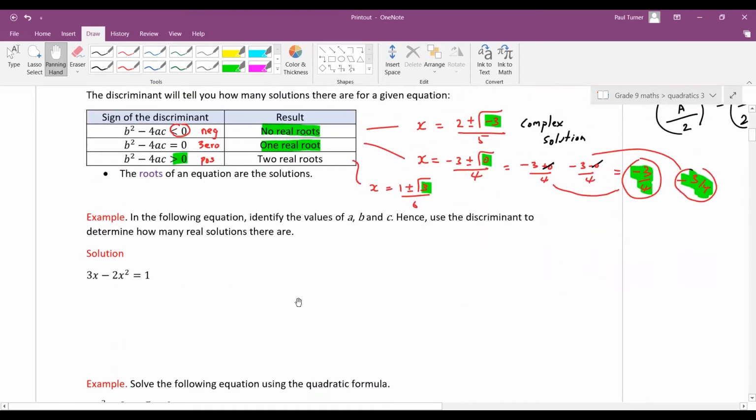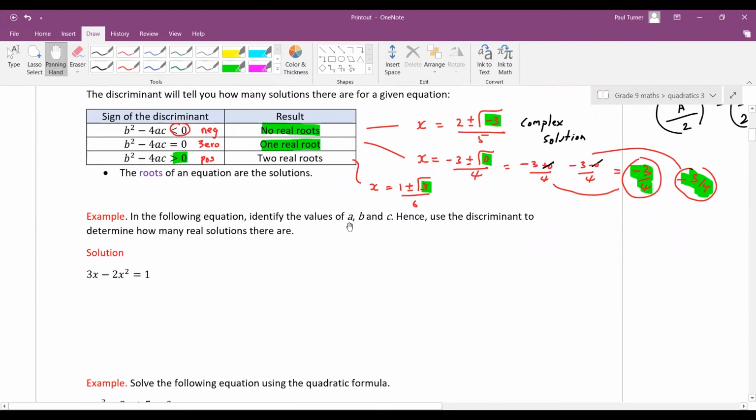In the following equation, identify the values of A, B, and C. Hence, use the discriminant to determine how many real solutions there are. Solution and root. Root is like a technical name for the solution. Okay, it's the same thing. Root, solution. We use the word zeros, Z-E-R-O-S, when we do graphing, but that's for later on.